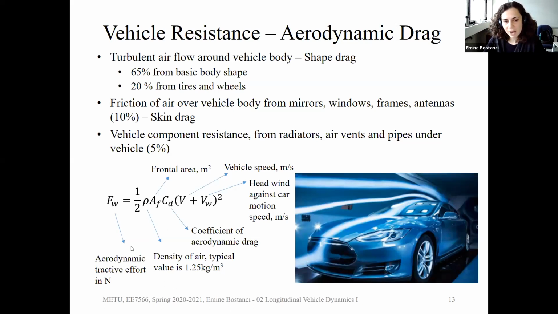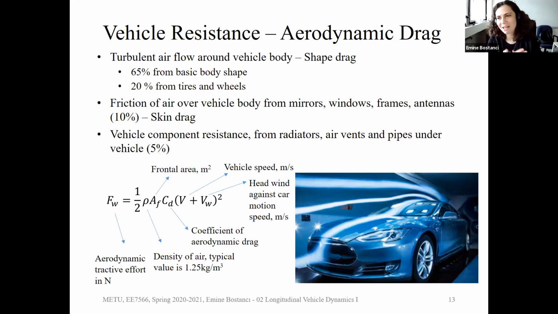Aerodynamic drag can be calculated as a function of the density of the air, because you are going to move this air. So it depends on the density of the air. Frontal area of the vehicle, so what you see from the front side of the vehicle. Then CD is the coefficient of aerodynamic drag. We are going to discuss how this value changes. Coefficient of the aerodynamic drag times the speed squared. So vehicle speed in meters per second plus the headwind, if you are having a headwind.